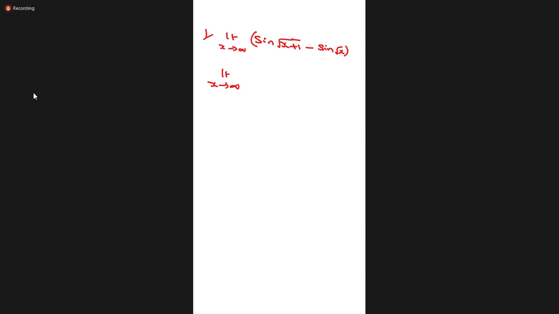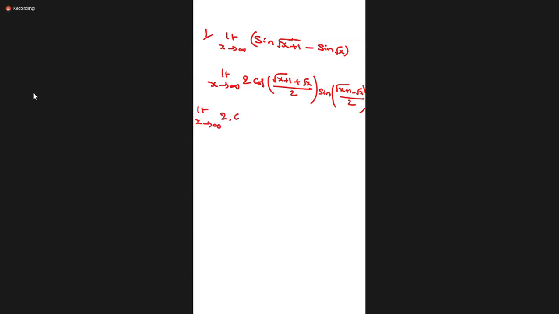The question is like sin C minus sin D. Sin C minus sin D equals 2 cos (C plus D) by 2 into sin (C minus D) by 2. Sin C minus sin D, trigonometry: 2 cos, sin (C minus D) by 2. So, limit x extends to infinity.